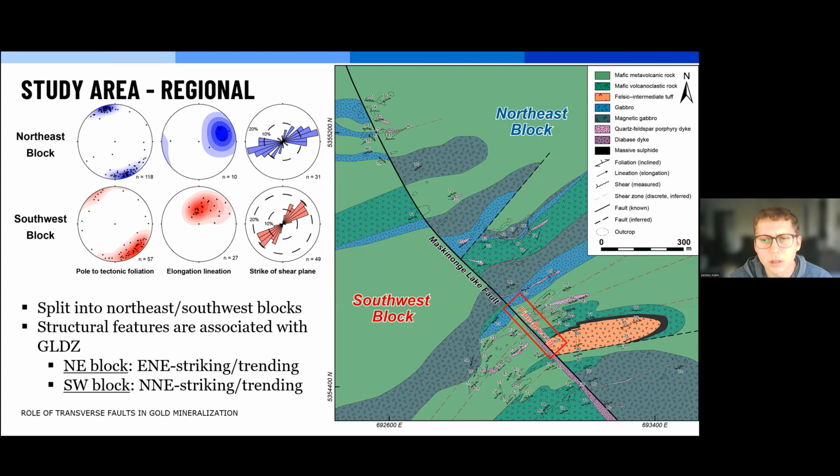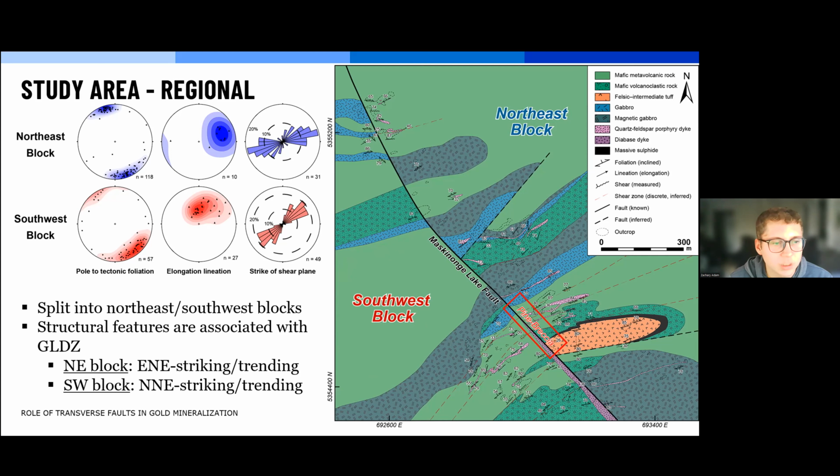The northeast block contains the contact between the 2750 million-year-old felsic rocks and the 2700 million-year-old mafic rocks, which is all juxtaposed against 2700 million-year-old rocks on the southwest block. And a lot of the structural features that we see here, such as the foliation, the lineation, and shear zones, are those that are typical of the Goudreau Lake Deformation Zone. However, the orientation of these features differs on each block.